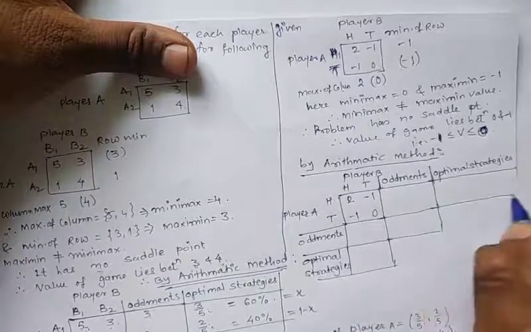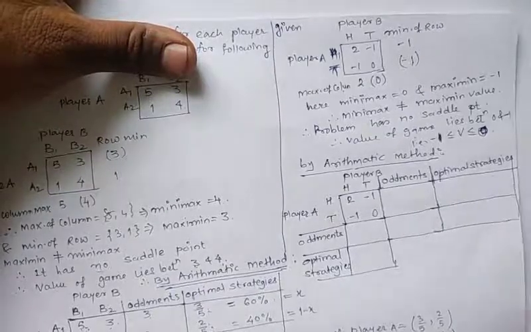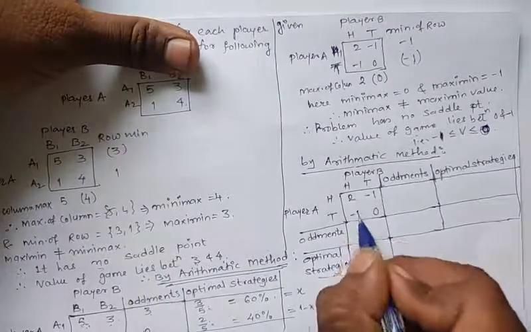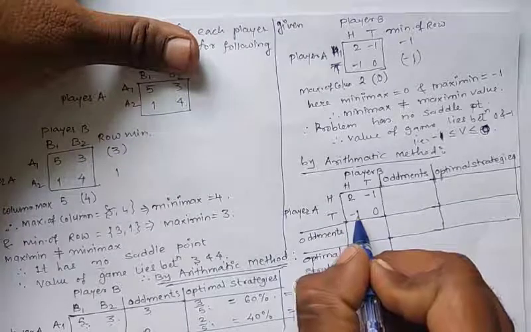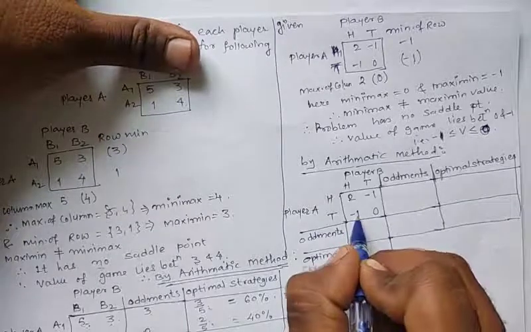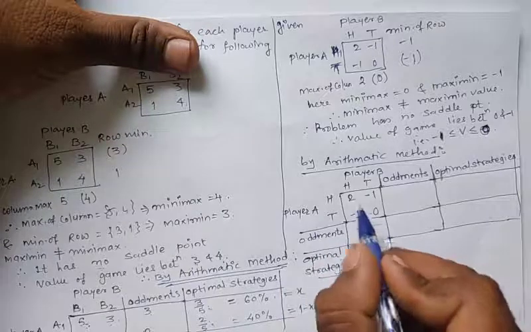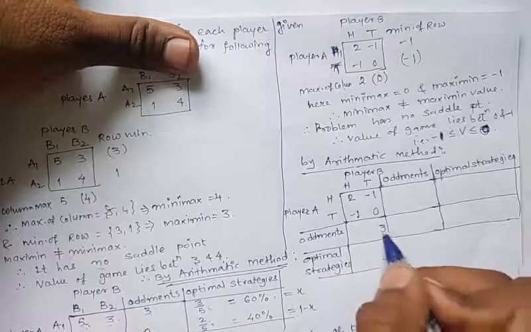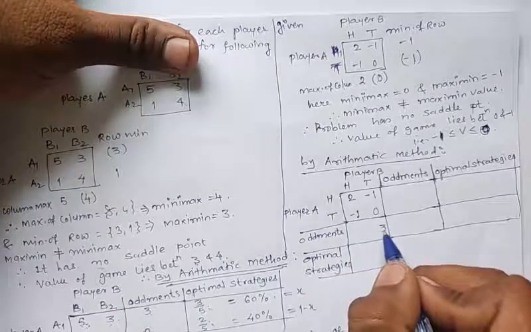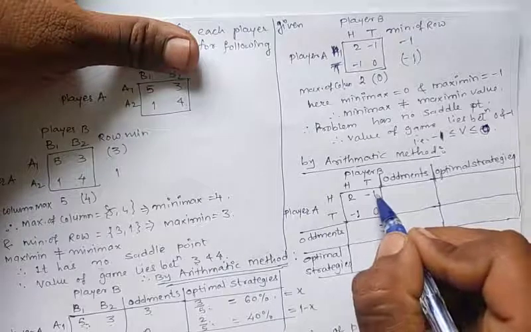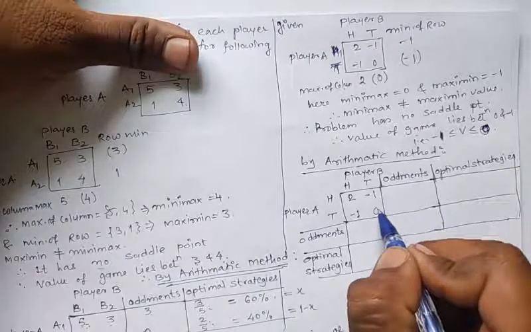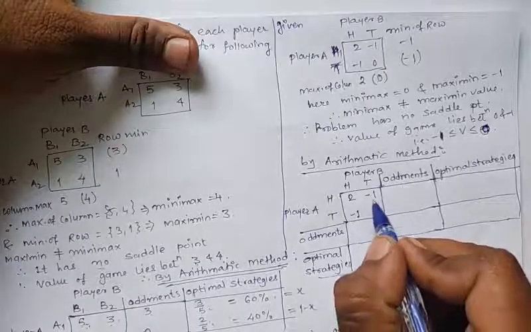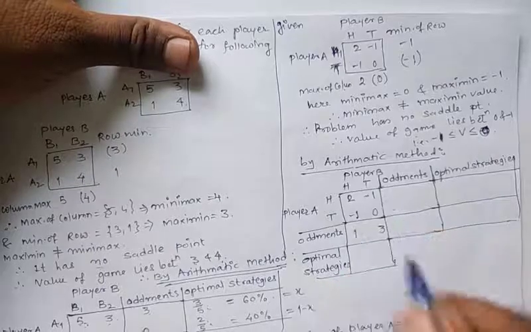Now first find the column difference. Taking the difference 2 minus -1, which is 3, avoid the sign and write this value exactly below the second column. Now next we take the difference of the other two values: -1 minus 0, which is -1, and avoiding the sign we get 1, exactly below the first column.